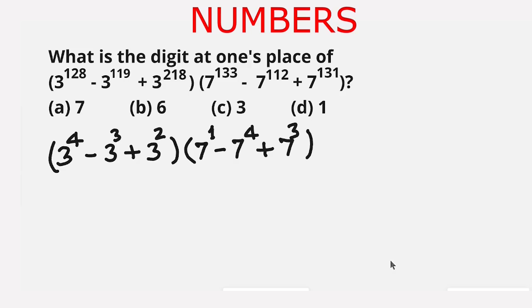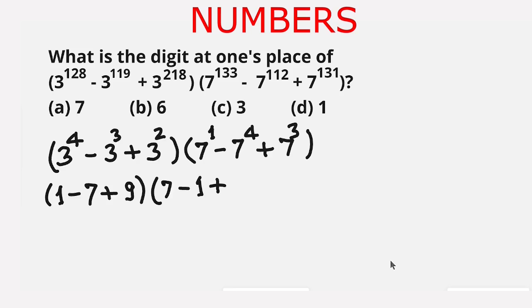As we know, 3 to the power 4 is 81 and the ones place digit of 81 is 1, minus 3 to the power 3 is 27 and the ones place digit of 27 is 7, plus 3 to the power 2 is 9. So we write 9, and in the other bracket 7 to the power 1 is 7 minus 7 to the power 4. 7 to the power 2 is 49. So it will be 49 multiplied by 49, and 9 times 9 is 81. So the ones place digit will be 1.